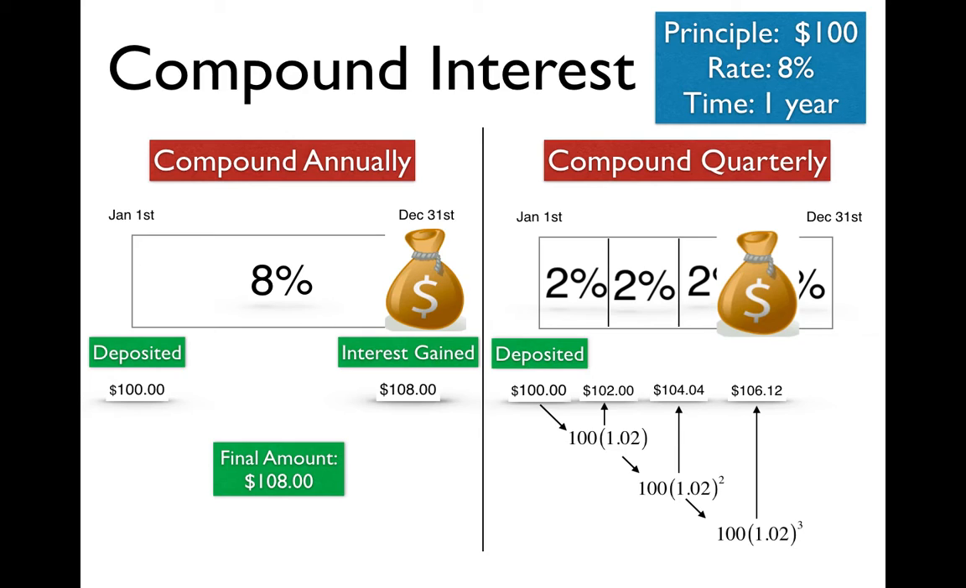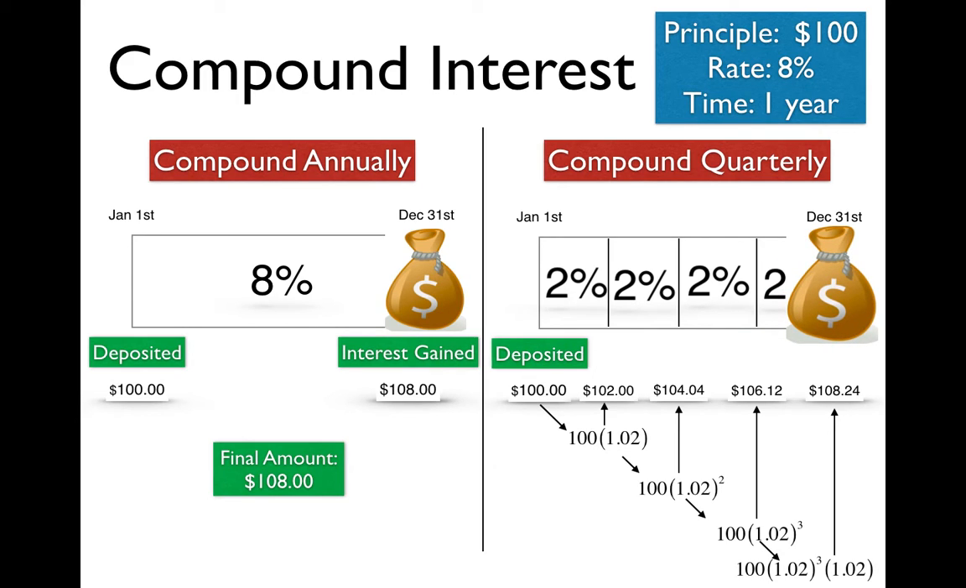And then we've got one more time to compound this thing. It is quarterly, so we need to hit that fourth quarter. And we're going to, once again, compound whatever we have in our bank account by multiplying the current amount by another 1.02 to get that final 2%. And what do you know? We have $108.24. Another way of writing that is 100 times 1.02 to the fourth power.